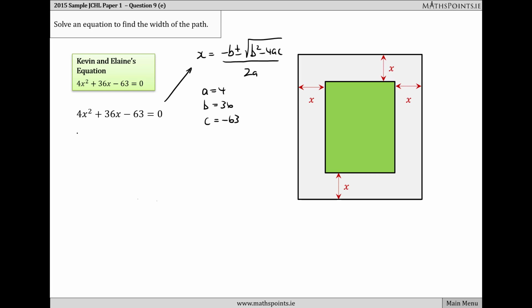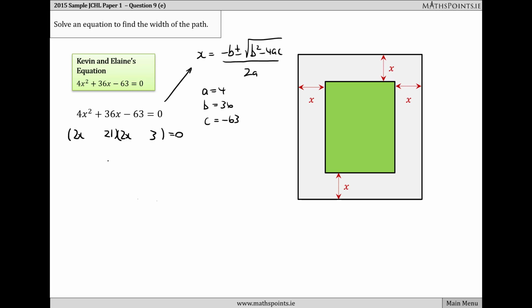So the preferred method to solve a quadratic is through factorization, if possible. So two sets of brackets equal 0. The first term in each bracket could be 4x and x, or 2x and 2x. So we'll try 2x and 2x. The second term in each bracket have to multiply to give 63. So we could have 7 and 9, 63 and 1, or we could have 21 and 3.